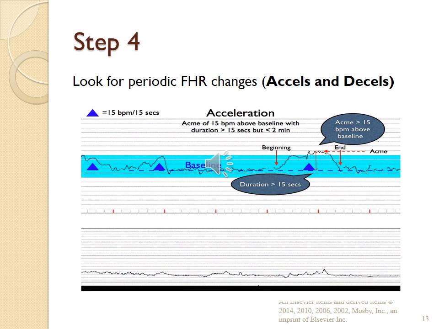So let's look for periodic fetal heart rate changes, accelerations and decelerations. Accelerations are 15 beats per minute above the baseline with a duration of greater than 15 seconds but less than 2 per minute. Look at the fetal heart rate during the contractions and during interventions to see if the baby is tolerating this. Accelerations are usually reassuring that the baby is neurologically intact.